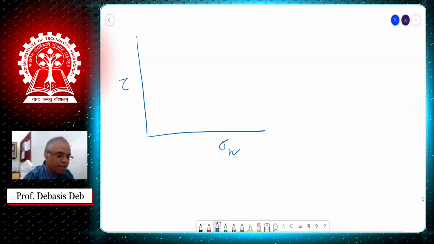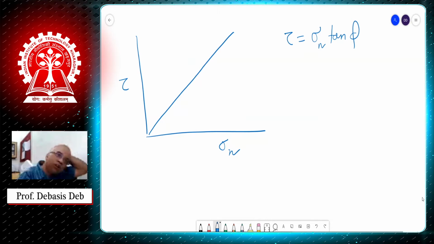So I hope you are able to see the whiteboard. I think last time I stopped telling you two things. One was, if I plot the Coulomb criteria, which is tau equals sigma n tan phi, then this is a straight line passing through the origin, where this angle is phi.